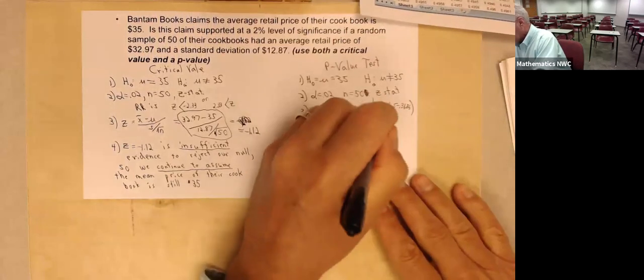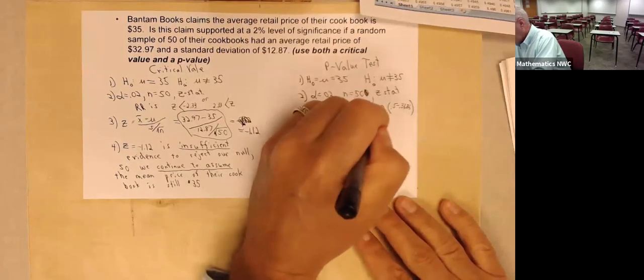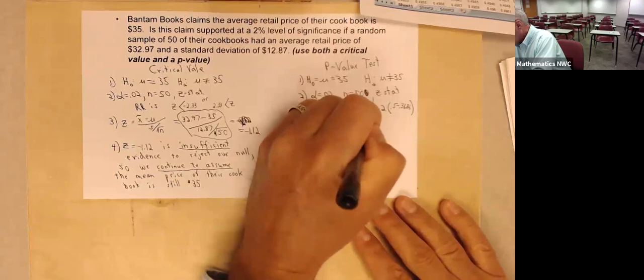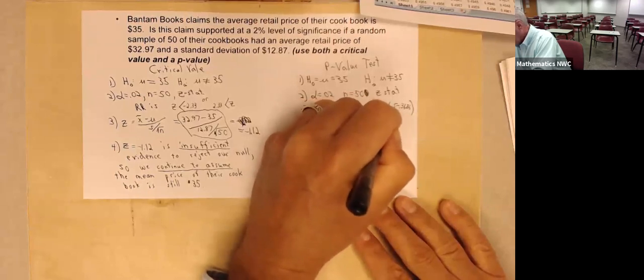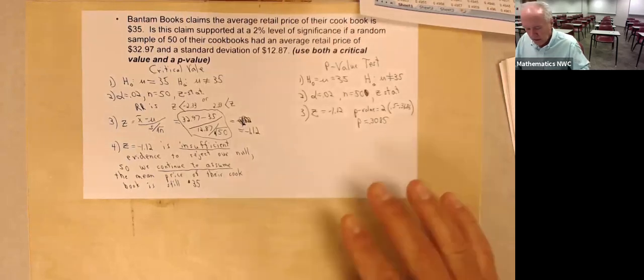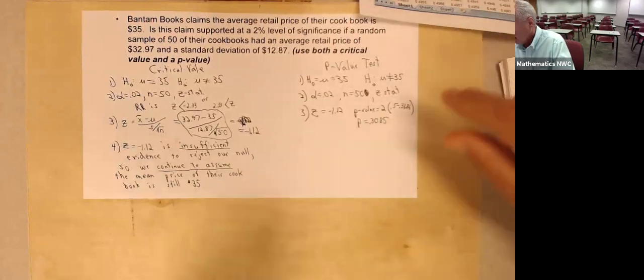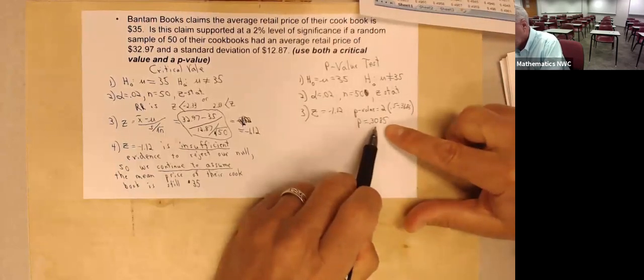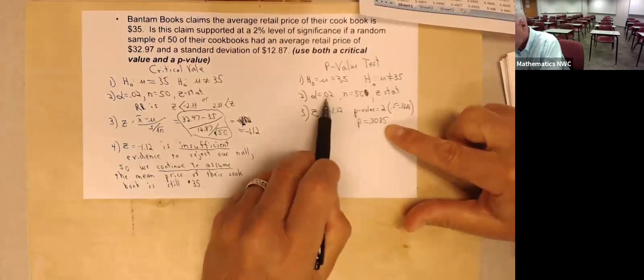When I do that, that's going to be a p-value after you double it. It's going to be 0.3085 when you do those calculations. I take this p-value now and I compare it to the alpha level.